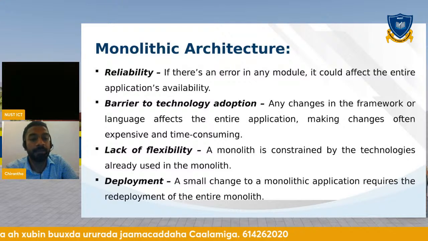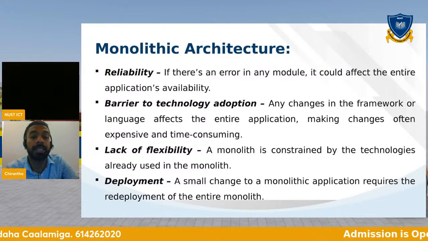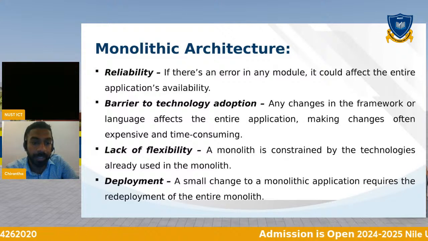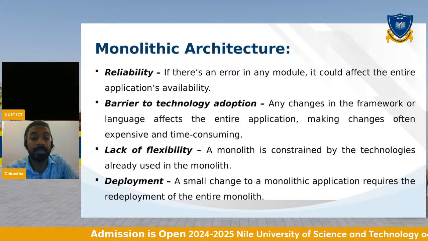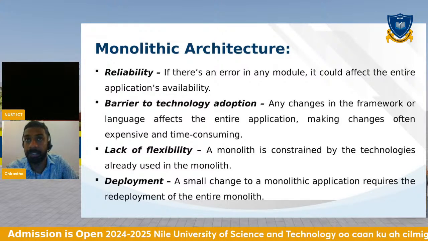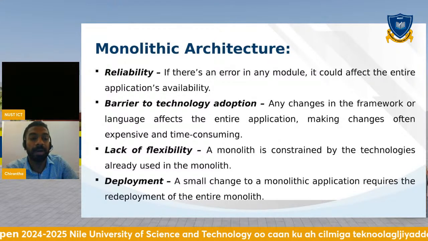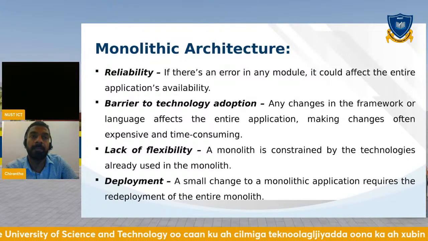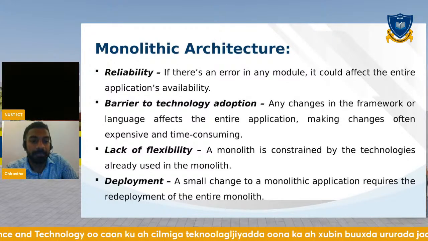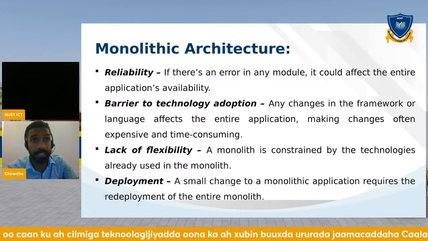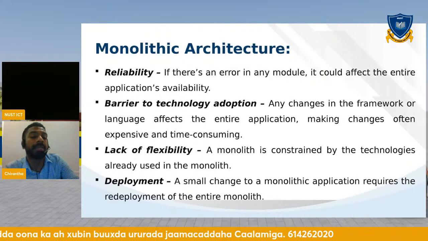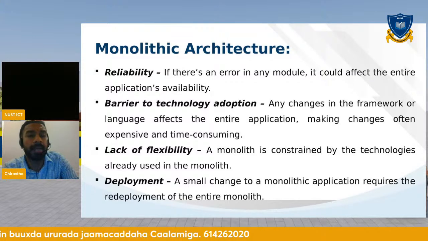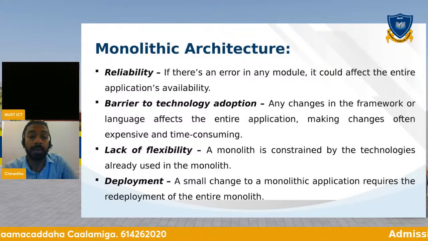The next one is the lack of flexibility. The monolithic is constrained by the technologies already used in the monolithic architecture. For deployment, a small change to the monolithic application requires the redeployment of the entire monolithic. Why? We are going to develop one particular binary application, one binary file. If we make a small change to one line of code, again we have to compile the project and generate the executable binary file, and we have to redeploy the whole project.